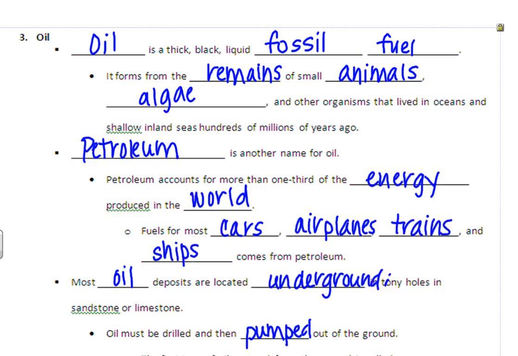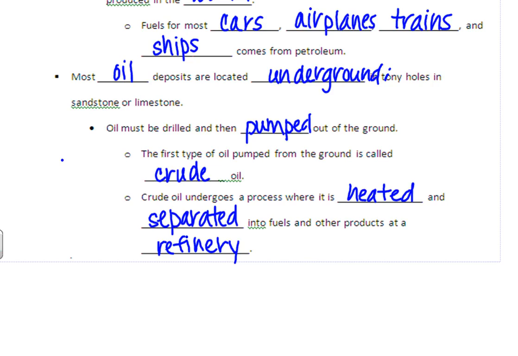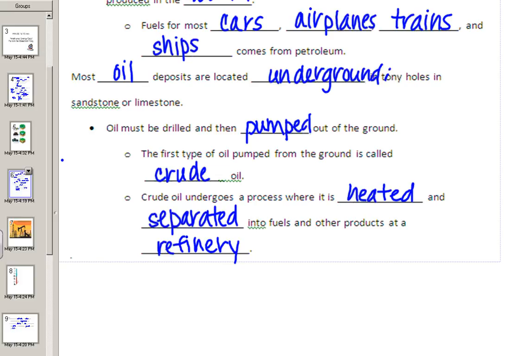And we also talked about how they get oil, and that the oil deposits are located underground in tiny holes in sandstone or in limestone. That oil is kind of soaked up in that porous rock like a sponge, and it has to be drilled and then pumped out of the ground. And that first type of oil that's pumped out of the ground is called crude oil, and that it goes into a refinery, and at the refinery that crude oil is then heated and is separated into different fuels and other products.